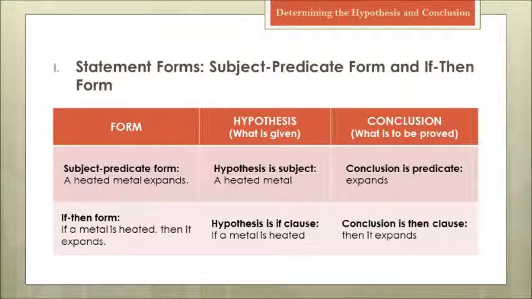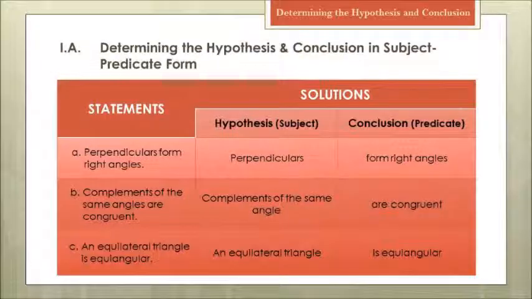In the if-then form, the hypothesis is its if clause, and the then clause is the conclusion. Therefore, in the given example, if a metal is heated, then it expands. The hypothesis is if a metal is heated, and then it expands is the conclusion. More examples are shown in this table in determining the hypothesis and conclusion in subject-predicate form. I will just leave the reading to you. Just always remember that in this form, the hypothesis is the subject and the predicate is the conclusion.